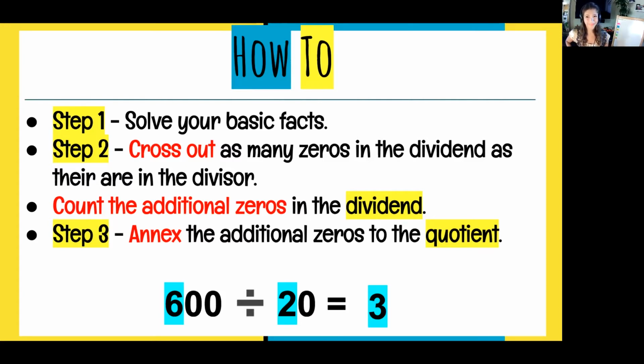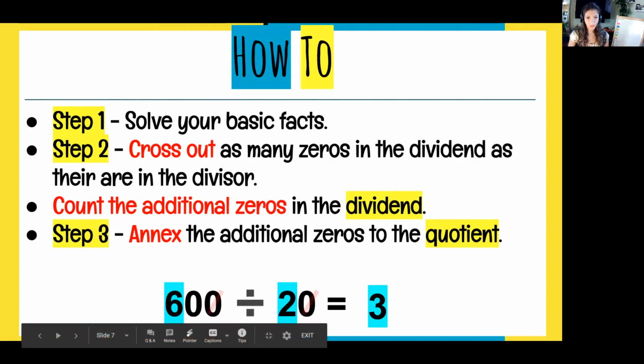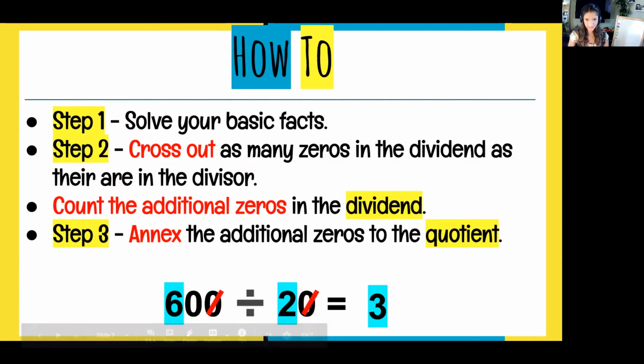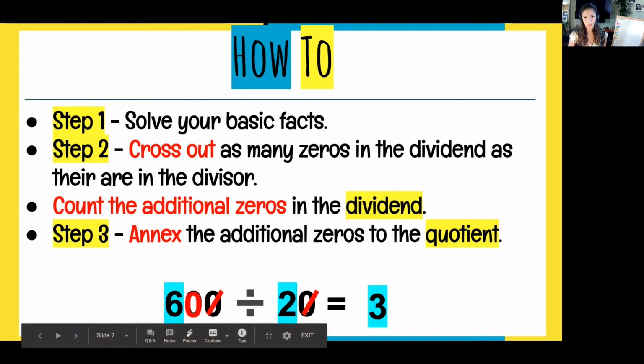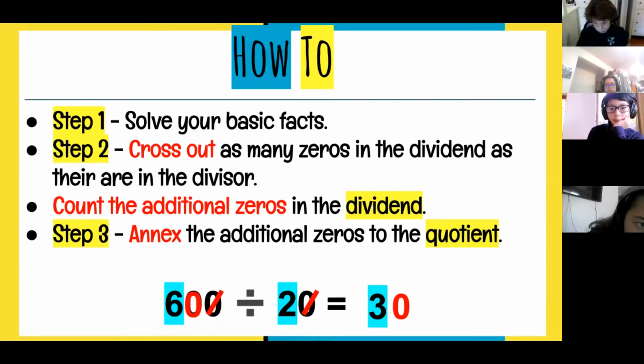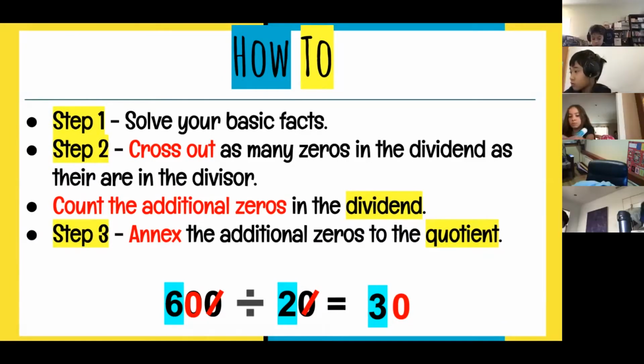So we have 1 zero in our dividend and 1 in our divisor that cancel out. We have 1 zero left over. Is there another 0 in our divisor to cancel out with that 0? No. So what do we have to do with this last additional 0 left over? Annex it to the quotient. Does anybody remember what it means to annex? Why I don't say the word add and I say annex instead?